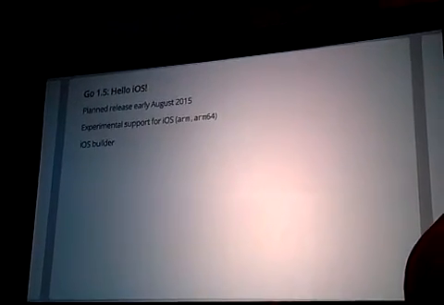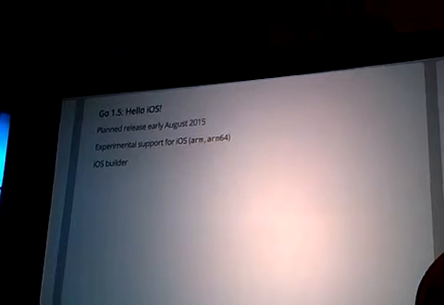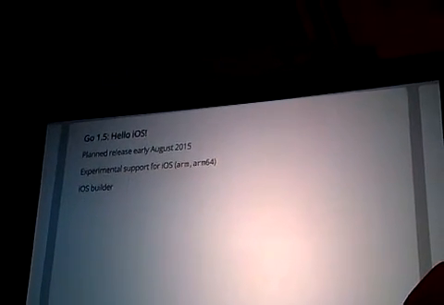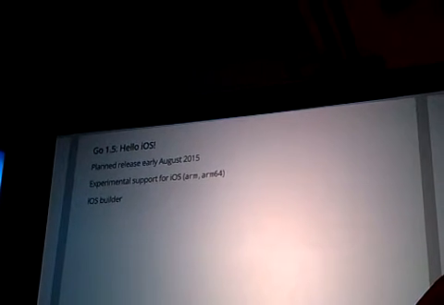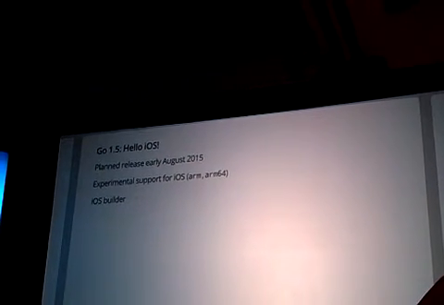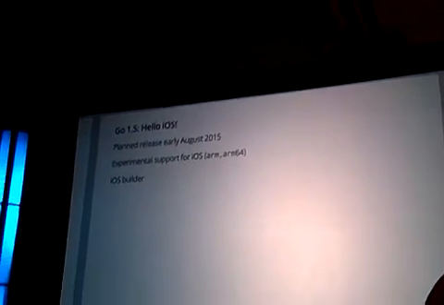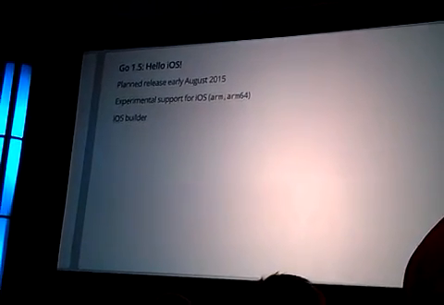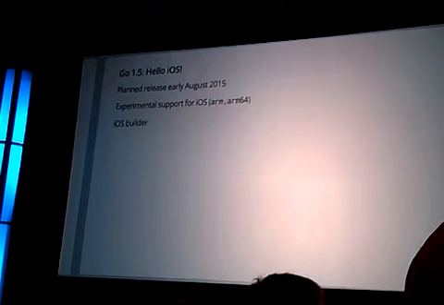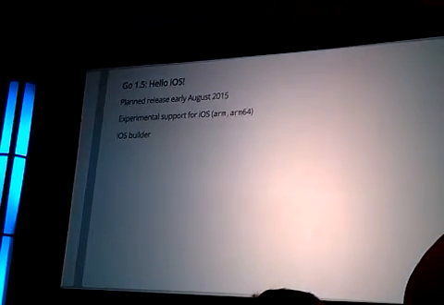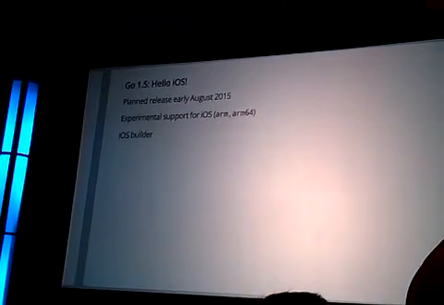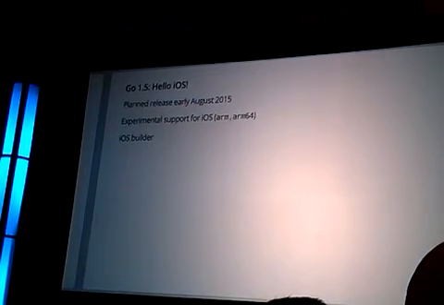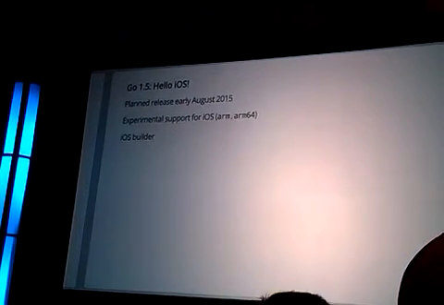And now Go 1.5. Open source contributor Mark did an amazing job. He finally merged his iOS support to the main repository. So we will have experimental support for iOS for both ARM and ARM64. And David Crawshaw also set up an iOS builder, so the tests from the standard library will be continuously tested.